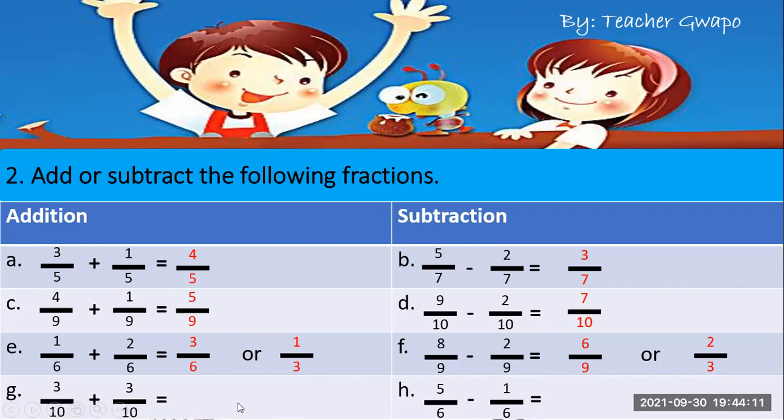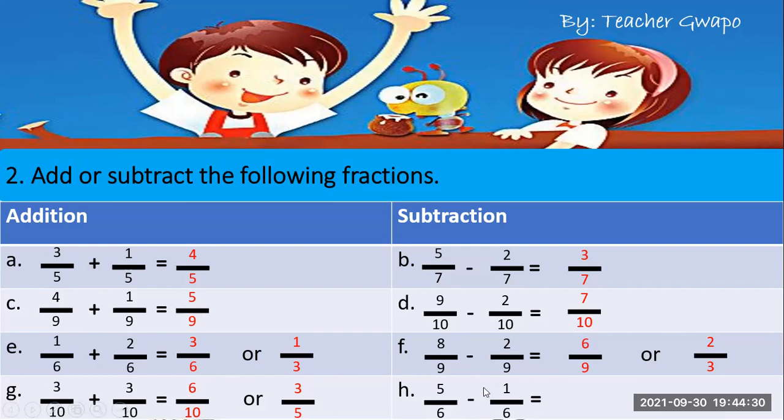Letter G, 3 over 10. So the same. So we write here 6 over 10 or 3 over 5. In simplest form, we divide it only by 2. 6 divided by 2 is 3. 10 divided by 2 is 5.